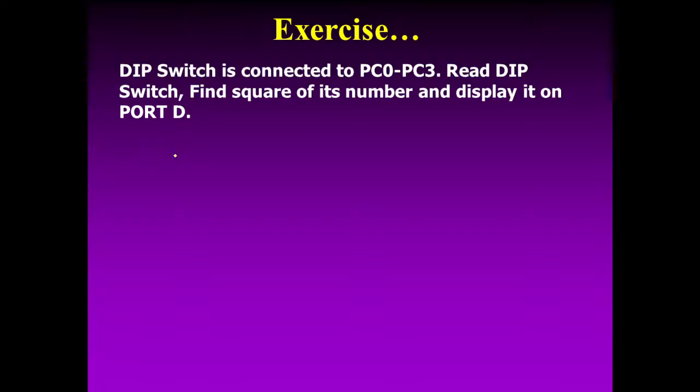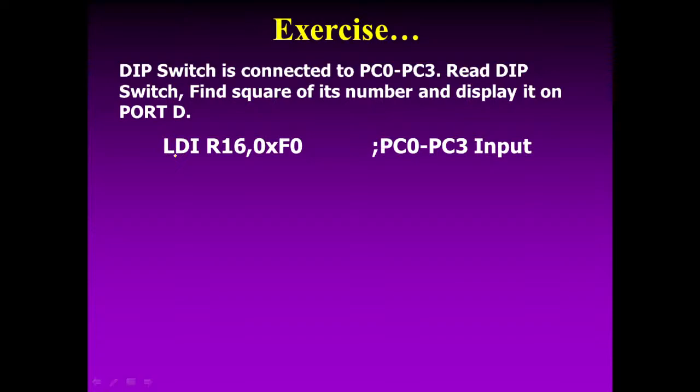Let's understand one more example. This is a DIP switch connected to the PC0 to PC3 port. Read the DIP switch, and according to the content of the DIP switch, it will find the square of the given number and display it on port D.